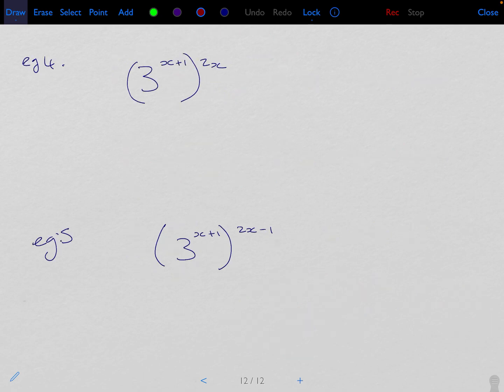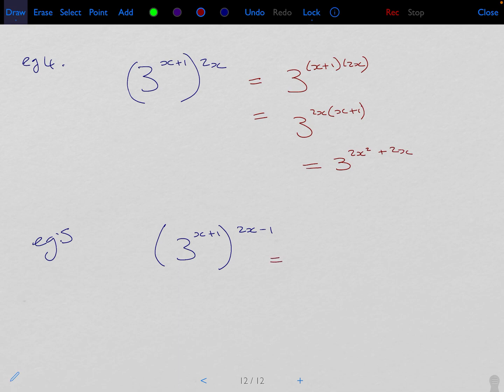Let me just show you these 2 as well. This is just to prove the point. This is saying that every single time we're going to multiply, so that we're going to say 3 to the power x plus 1 times 2x, which is the same as saying 3 to the power 2x times x plus 1. So no matter how weird it is, we multiply those things. So this would be 3 to the power 2x squared plus 2x. So we multiply in this situation.